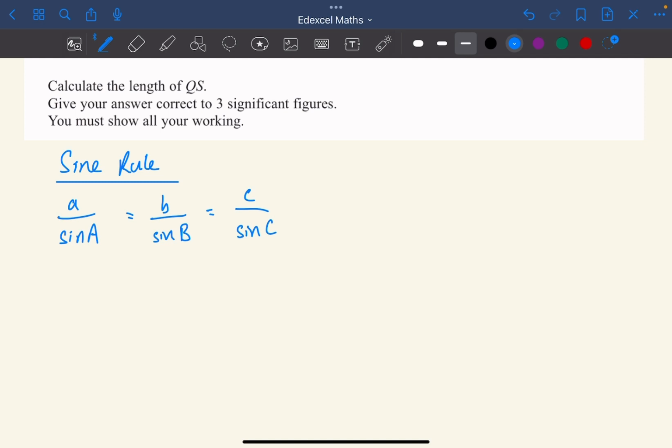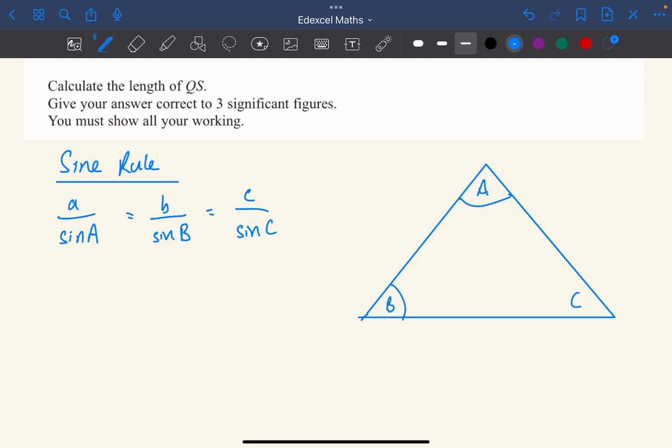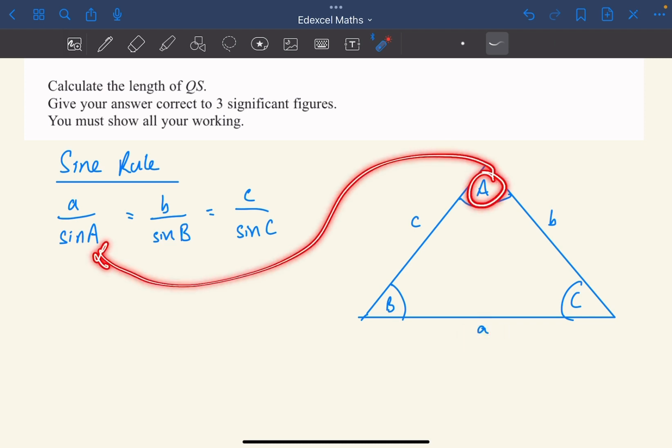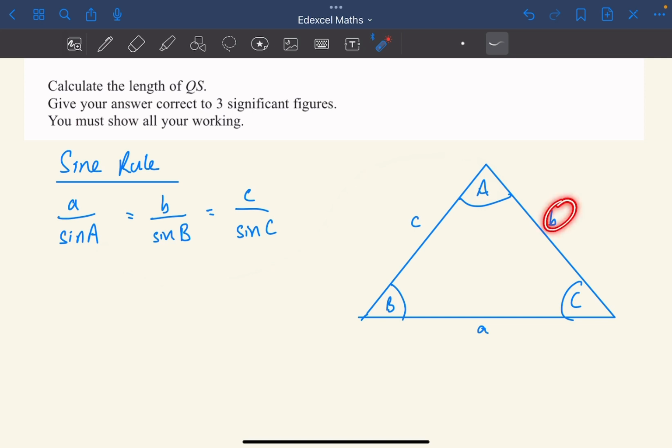So we have our triangle here. This is angle A, this is angle B, angle C. This is side a, this is b, this is c. So we're saying a over sine A, the angle A, is equal to b over sine B, is equal to c over sine C. So that's the sine rule.